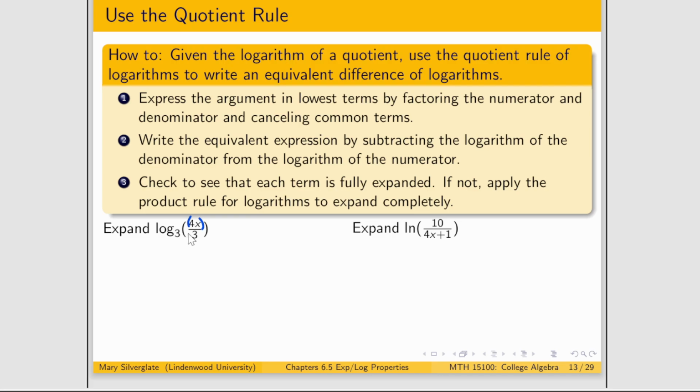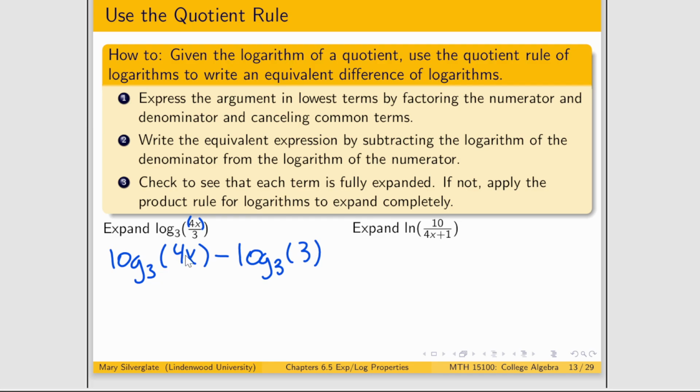And order of operations wise, you want to first break up this division, then worry about breaking up stuff inside that parentheses. So let's do that. This division inside a log becomes subtraction outside the log. So I have log base 3 of 4x minus log base 3 of 3. And then I can further simplify this.